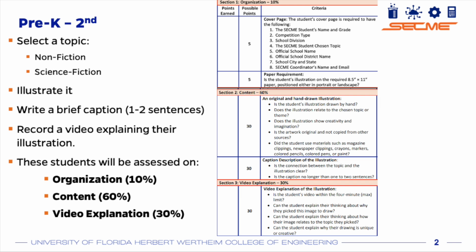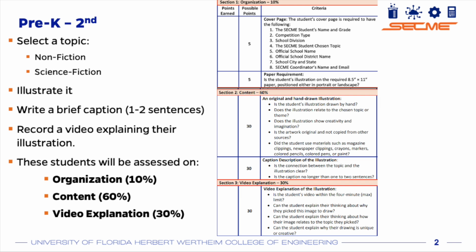Students will be scored based on 3 components for this division. The first would be organization, which is worth 10% of the total score. And organization includes a cover page that must be submitted along with the illustration, and there's also a paper requirement to make sure that the right dimensions are used for the paper. Content is worth 60% of the overall score, and this just includes the illustration as well as the caption. And then finally, the video explanation is worth 30% of the total score.